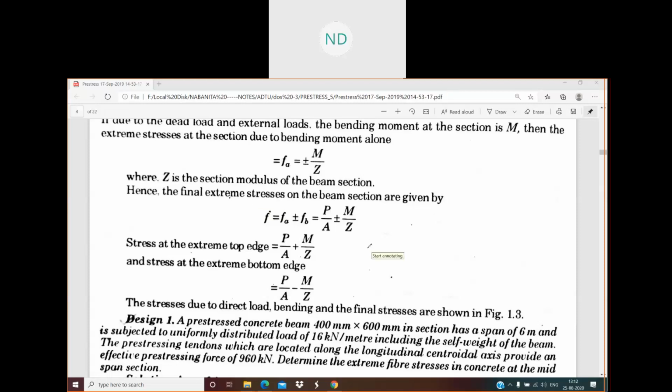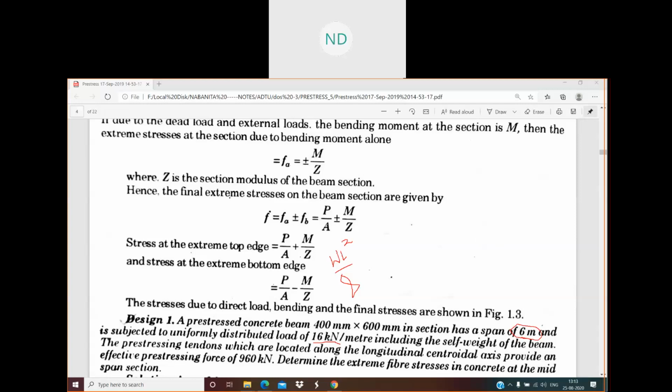Others, the moment is already this one. Kevin, she has already said the moment is how much? 72. Bending moment is 72 kilonewton meter, which is W L square by 8. You know for UDL it is W L square by 8. And your W, you know the load, 16 kilonewton per meter. L is how much? Your span is 6 meter. Already you know this thing. So she got it to be 72 kilonewton meter.